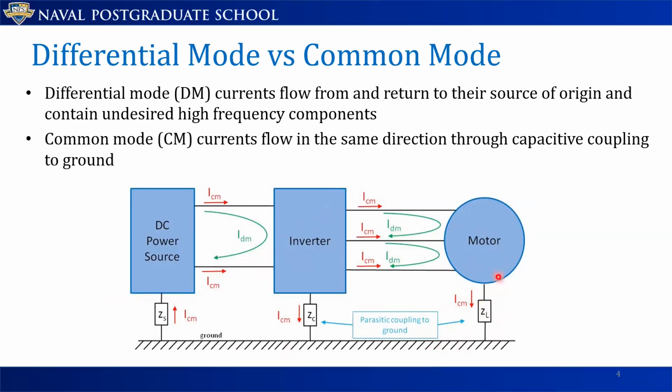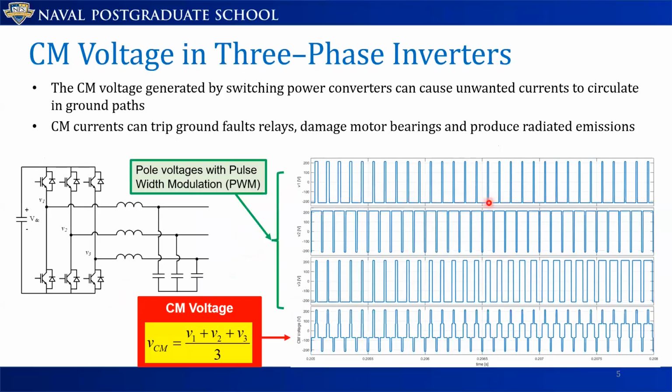So, going to the next one. These common mode currents can trip ground fault relays, damage motor bearings, and produce radiated emission. So they're highly undesirable, and they need to be stopped from flowing. How do they arise? They're generated by common mode voltage in the switching converter. So if we eliminate the common mode voltage, then we can reduce the common mode currents flowing in the system.